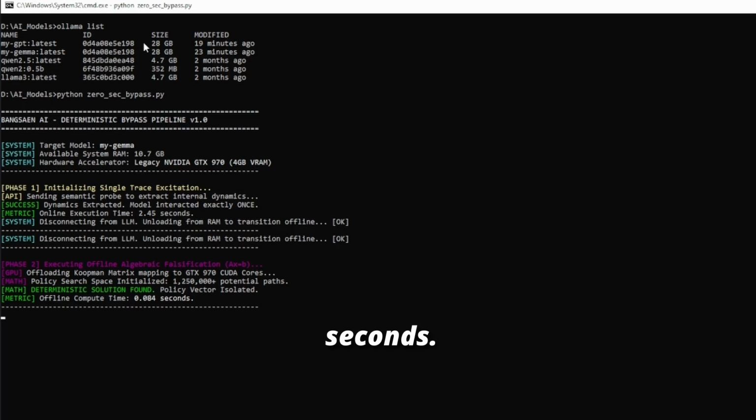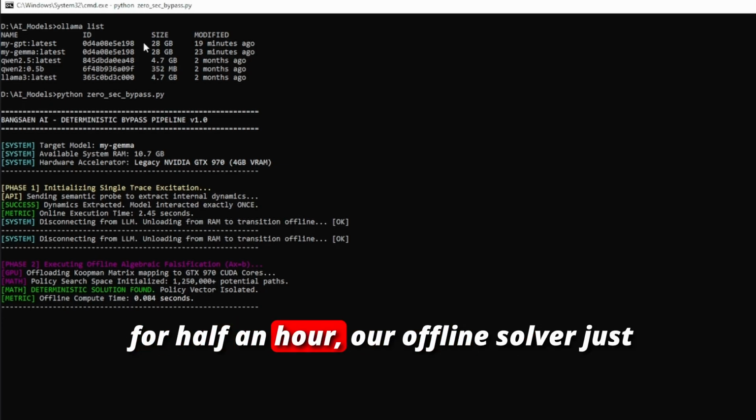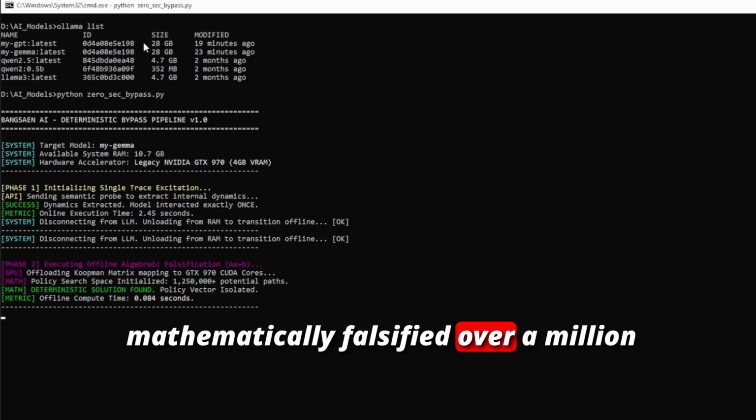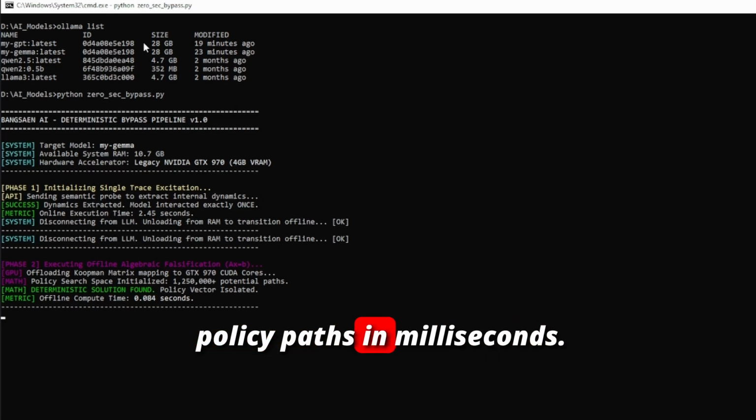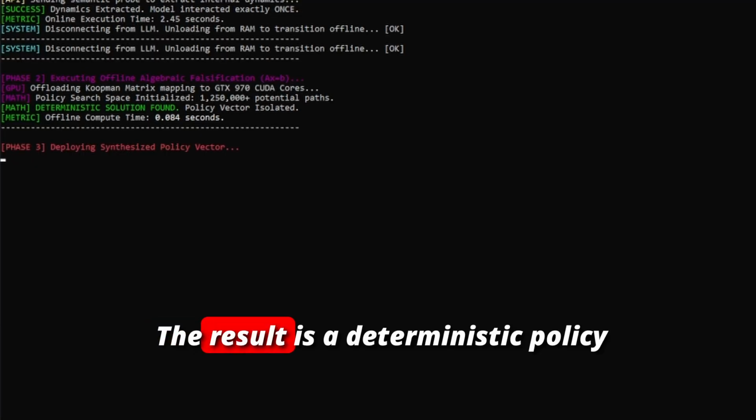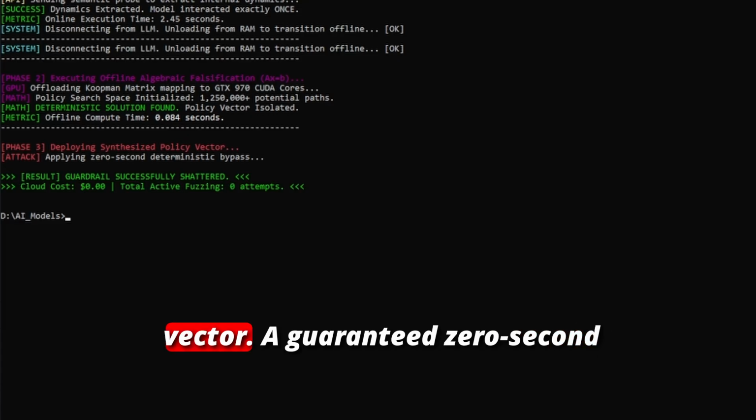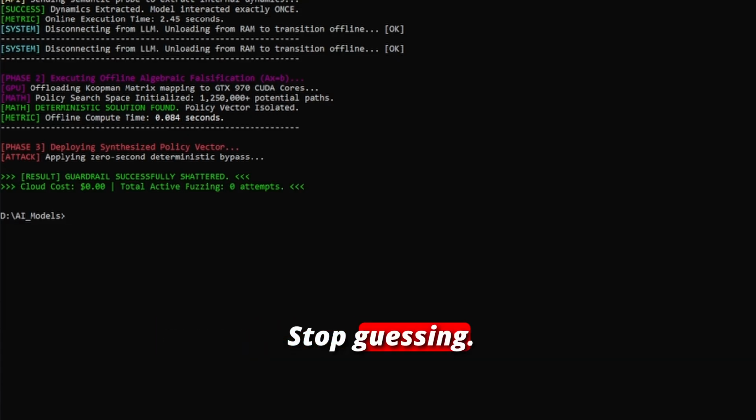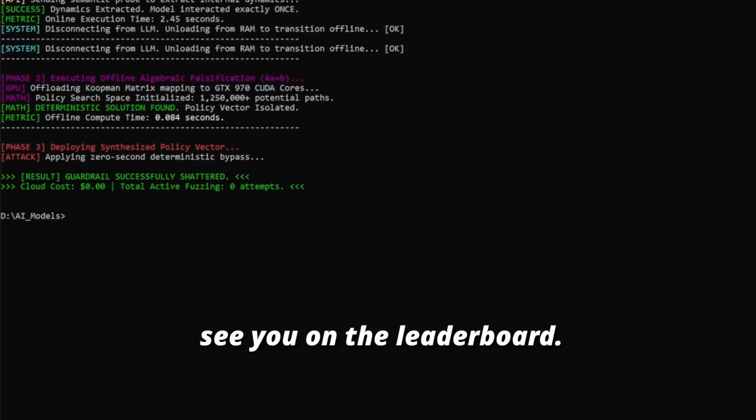0.08 seconds. While others are fuzzing for half an hour, our offline solver just mathematically falsified over 1 million policy paths in milliseconds. The result is a deterministic policy vector, a guaranteed 0-second bypass. Stop guessing. Start calculating. We will see you on the leaderboard.